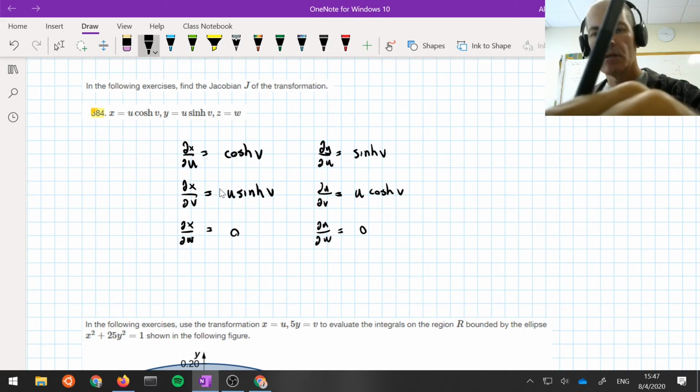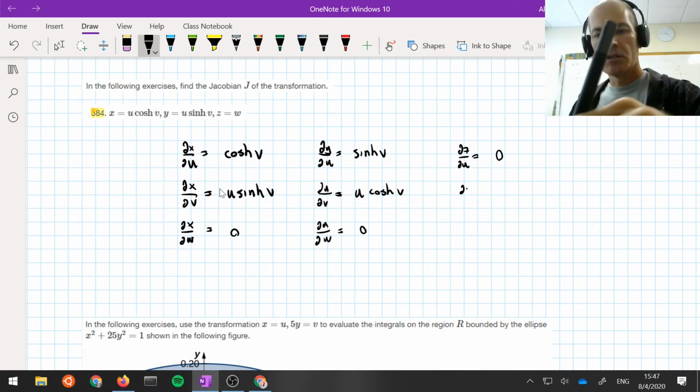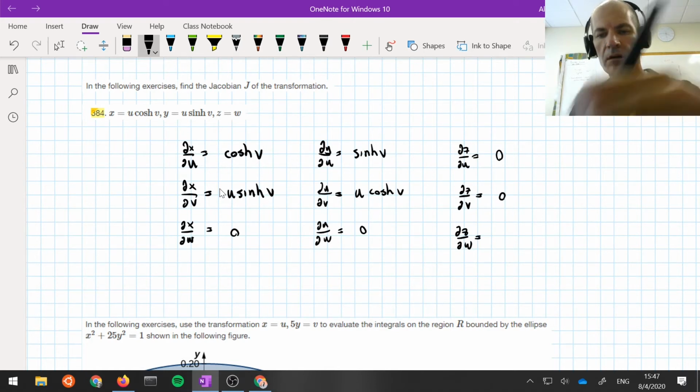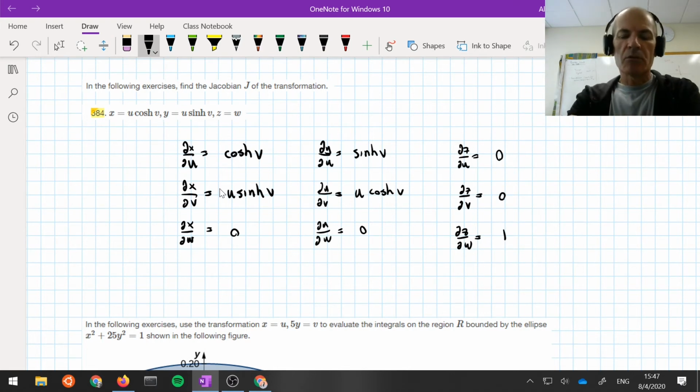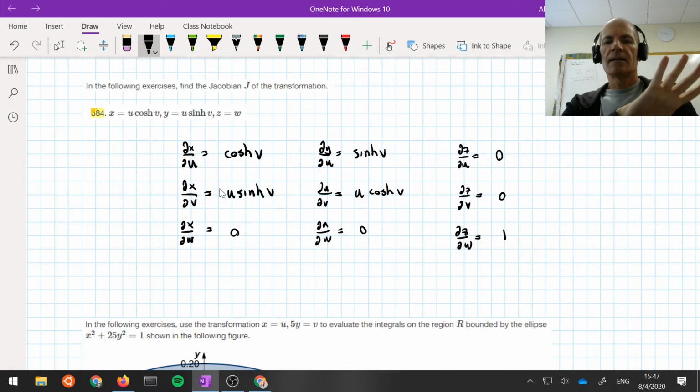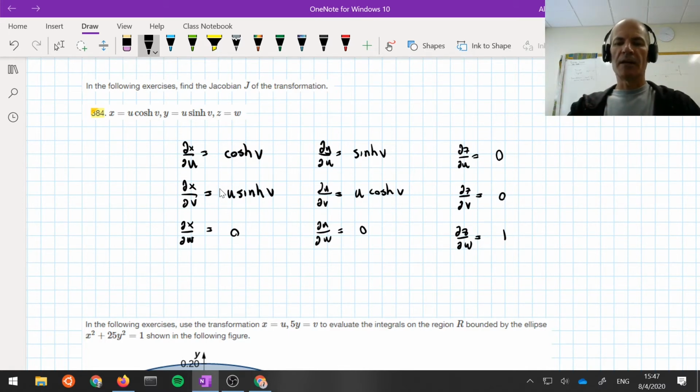The last column, partial of z with respect to u, there's no u, 0. Partial of z with respect to v, there's no v, 0. Partial of z with respect to w is 1. Now, the 3 by 3 matrix that we have to take the determinant of is sitting here in front of you. Some of you may have learned how to compute determinants by the method of cofactors in the past. I'm not going to dwell on that too much. I'll just show you by example here.